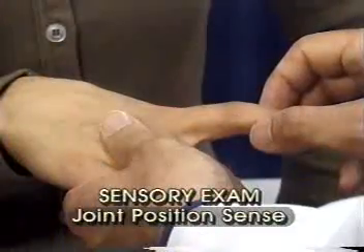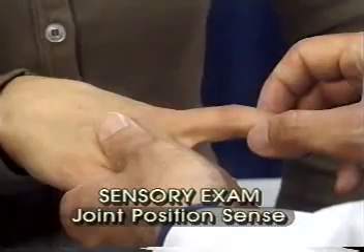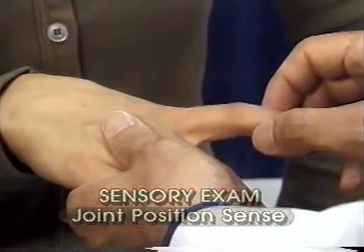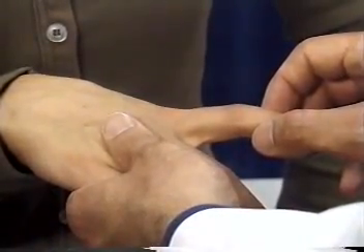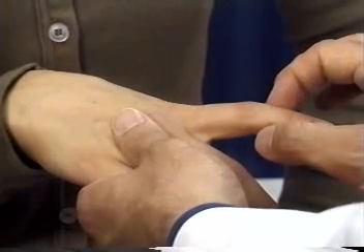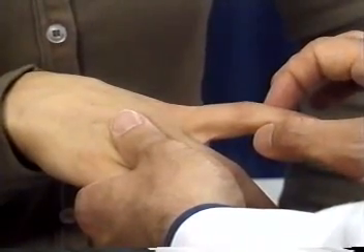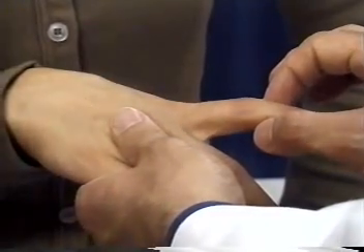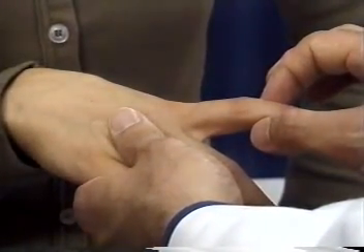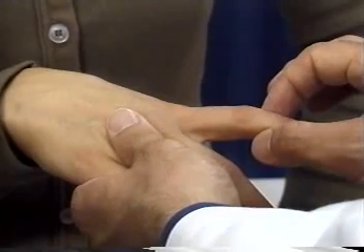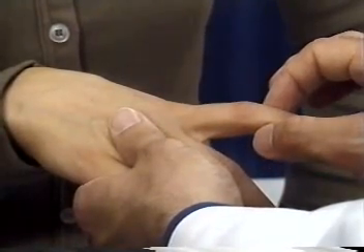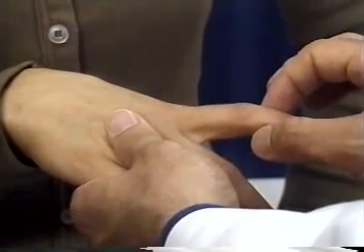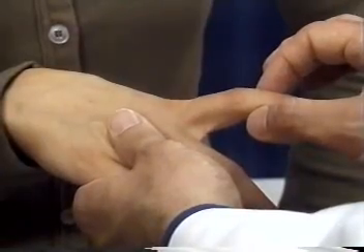Very good. Testing joint position sense in the normal individual requires only subtle movements, barely visible to the eye. Grasp the patient's digit by the sides so as not to provide tactile cues. Please tell me whether I move your finger up or down. Close your eyes, please. Down. Down. Up. Down. Up. Up. Up. Down. Very good.